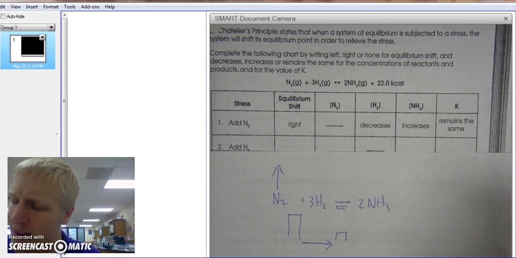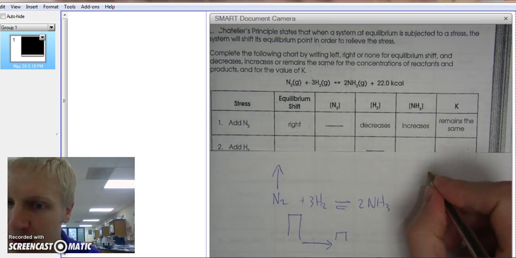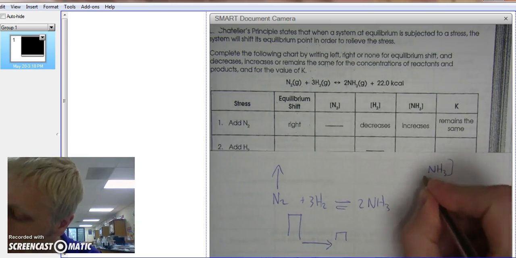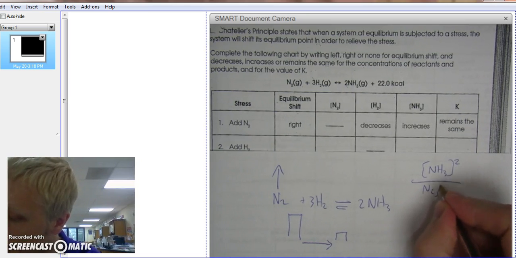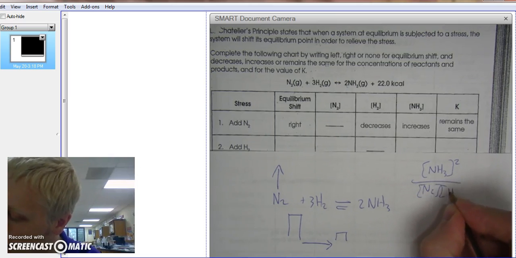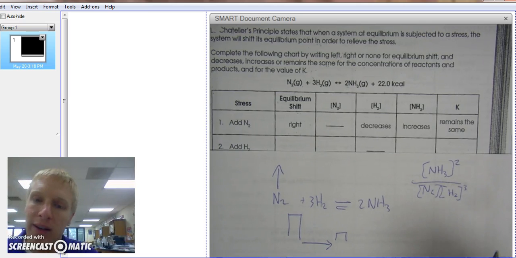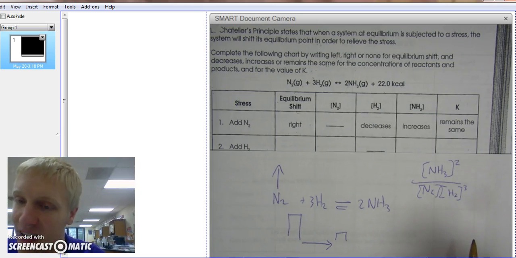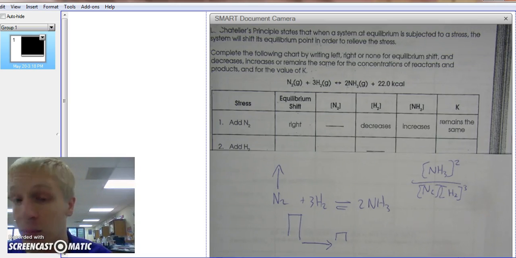Looking at K, what is K? K is the equilibrium constant. Remember, the equilibrium constant is going to be NH3 to the power of 2, coefficient becomes the power, divided by N2 concentration times H2 concentration to the power of 3. So whenever we change our concentration, we add reactants or products, it's not going to change our equilibrium constant. What will change it is if you change the temperature or the pressure. That will definitely change it, and we'll get to that in a little bit.